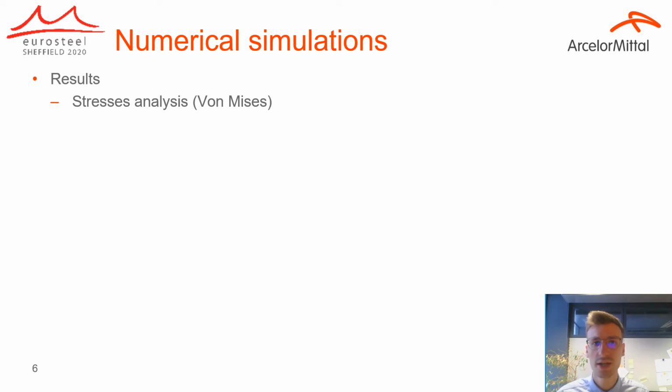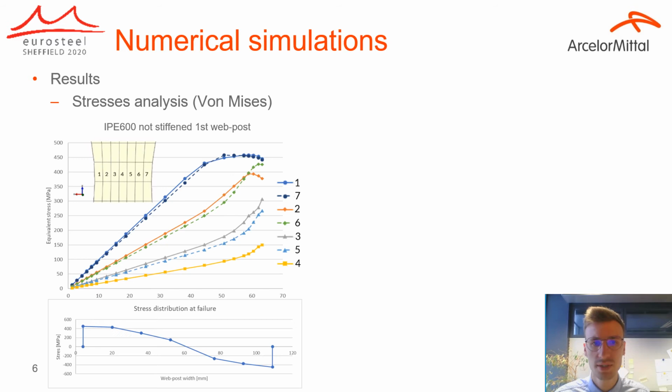Concerning the stress analysis, we analyzed von Mises stresses in the web post, and here you have, on the top left corner, the numbering of the elements and the corresponding von Mises stresses in each element. It's for S460 steel grade, so you can see for elements 1 and 7 it's almost plastified, but for the others it's not. So it means that we have failure due to an instability.